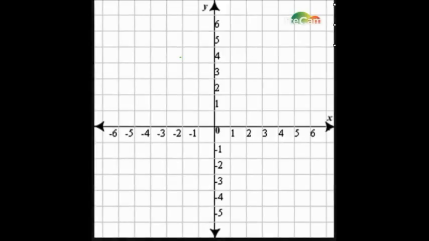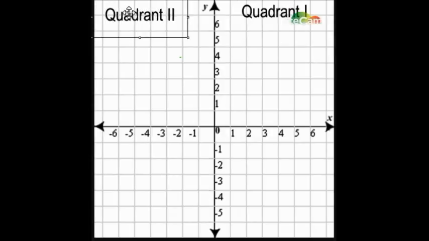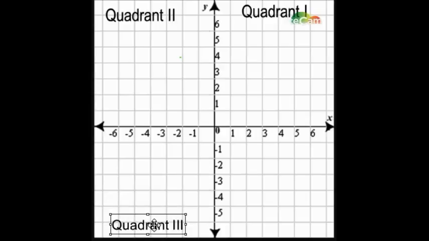Yesterday we learned that we have a coordinate plane. This is quadrant 1. This is quadrant 2. It goes counterclockwise, the opposite of a clock. This is quadrant 3. This is quadrant 4. And we learned how to plot a point.